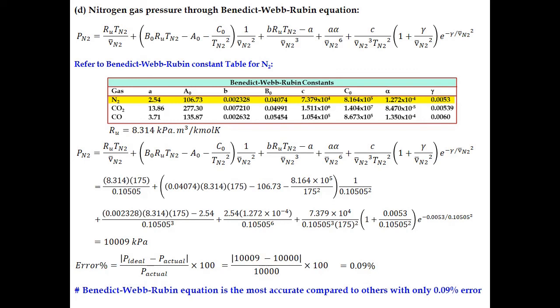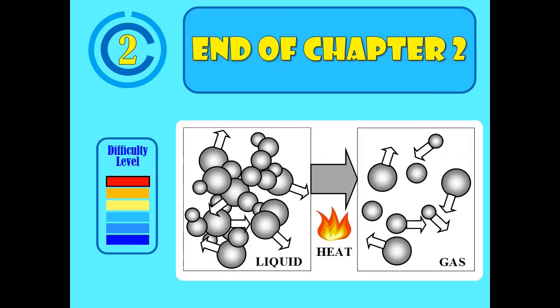Okay, I think that's all for this chapter. So end of chapter number 2. That's all. So get prepared for your tutorial for chapter number 2. The important thing for this chapter is that you need to know how to use the properties table, and also for the gas, you need to know how to use the equations that involve the ideal gas.